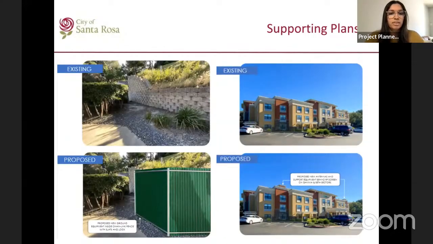Here on the left, you can see the ground level cabinet being screened off from public view with the green slats that will match the surrounding area. And on the right, you can see that the antennas will be completely screened from public view by the cupolas.